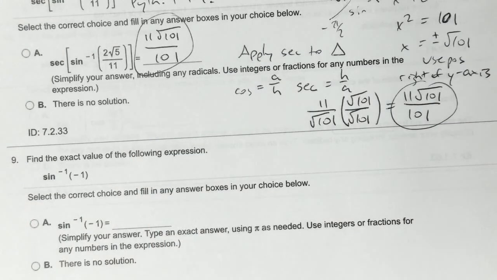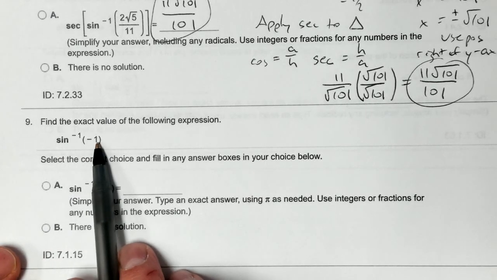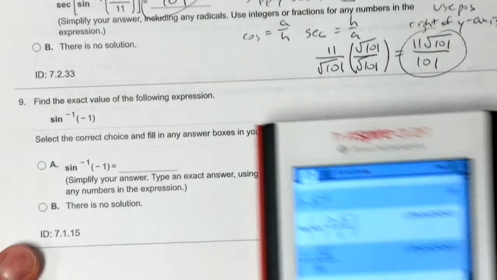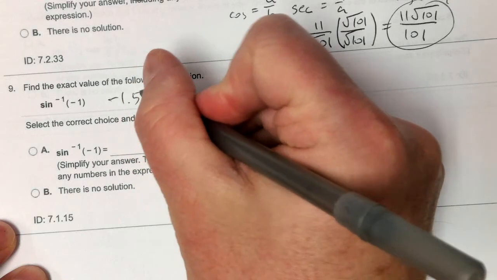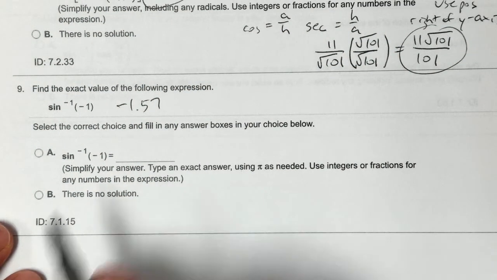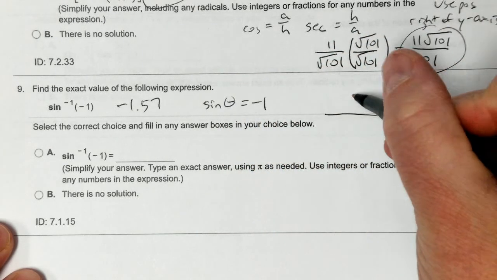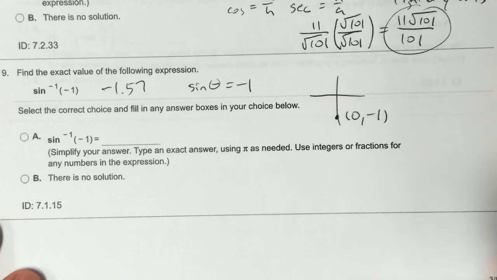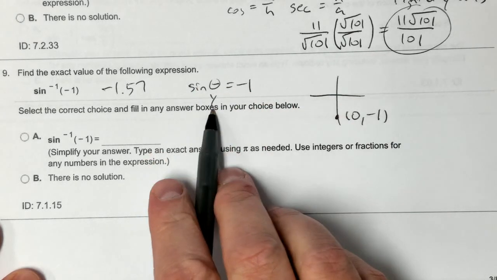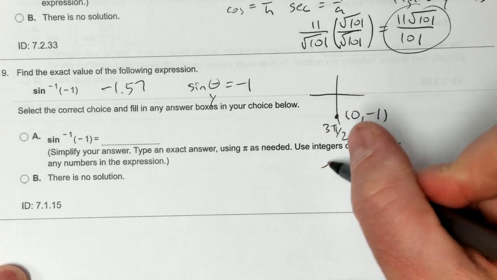Okay. And then the last one for this video is number 9. We have sine inverse of negative 1. So if we do sine inverse of negative 1, that gives us negative 1.57, which you may already remember. You can think of it again as sine theta equals negative 1, which is where your y value is negative 1. Because remember, sine relates to y. And this happens at 3 pi halves, which is also the same as negative pi halves.